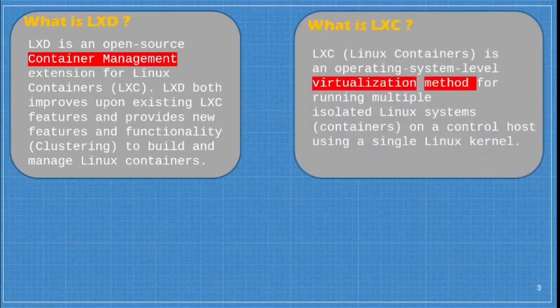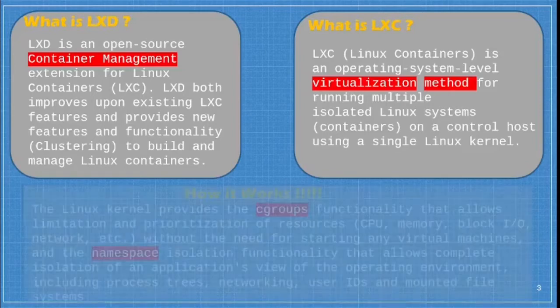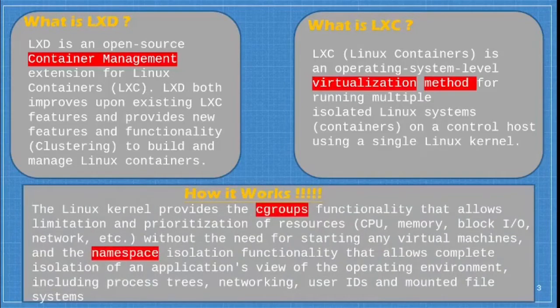And what is LXC? LXC is an operating system level virtualization method for running multiple isolated Linux systems on a control host using a single Linux kernel. Now we'll see how they actually use the virtualization method. The Linux kernel provides the cgroups functionality to LXC that allows prioritization of resources, like you can assign a particular set of CPU, memory, block IO, or network.